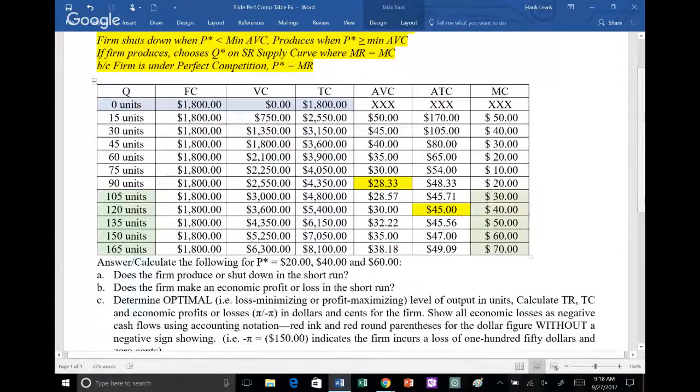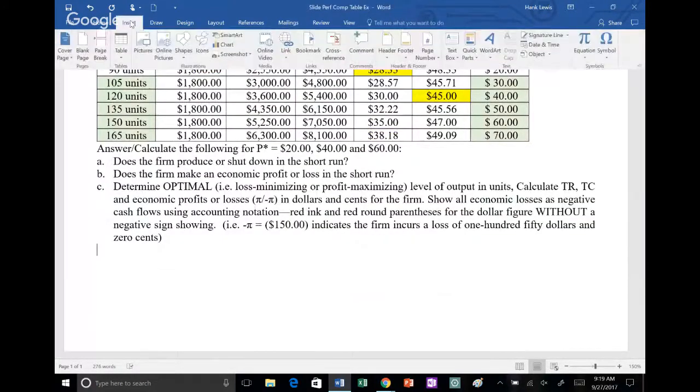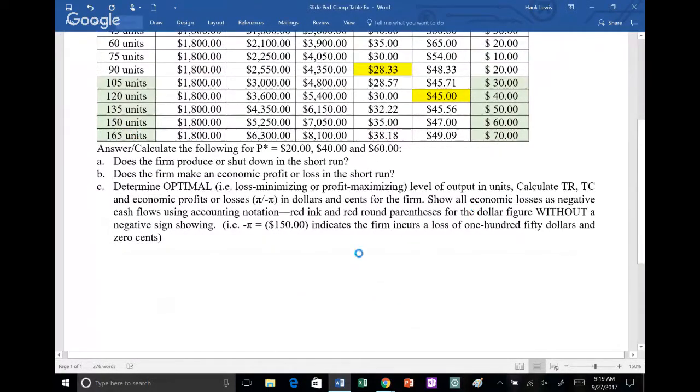Question A asks, based upon each of the three prices, does the firm produce or shut down in the short run? Well, remember, if P star is strictly less than minimum average variable cost, and that's $28.33 for this firm, it'll shut down. And if price is bigger than $28.33, the firm will produce. Okay. And so what I'm going to do is go down here, and please forgive me, there's going to be a bunch of scrolling in this problem. I'm going to insert a table with 3 columns, so that I can answer each price, or each question, separately.